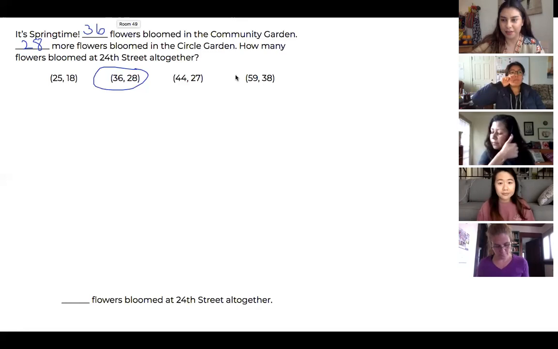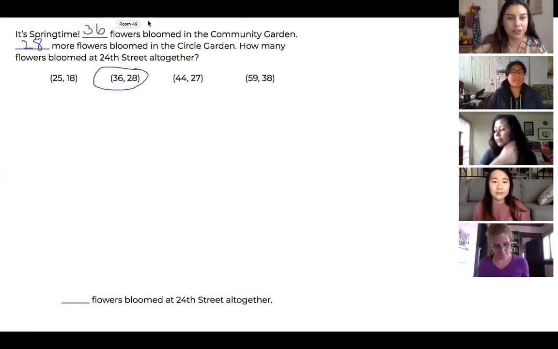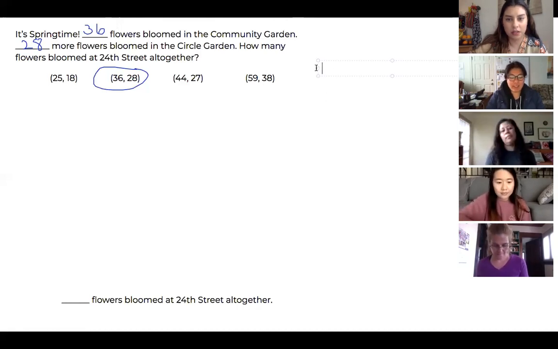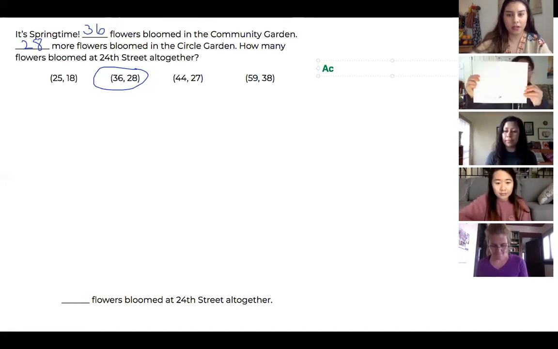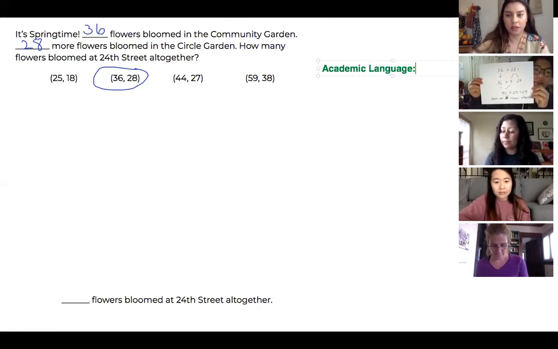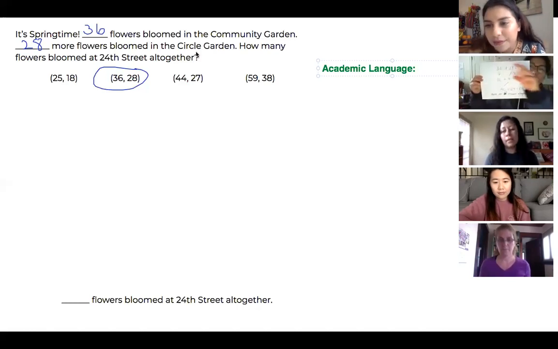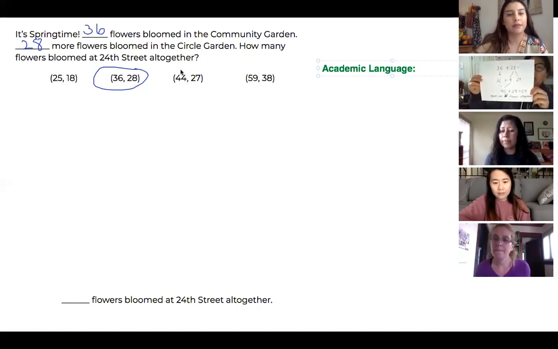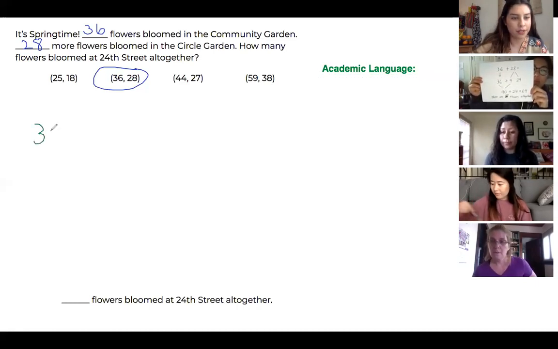Beautiful. All right. So Miss Kim, do you have a strategy that you would like to share with us? Yes. This is something that in our second grade class we've been working on. What I did was I first set up the equation horizontally. So I did 36 plus 28.